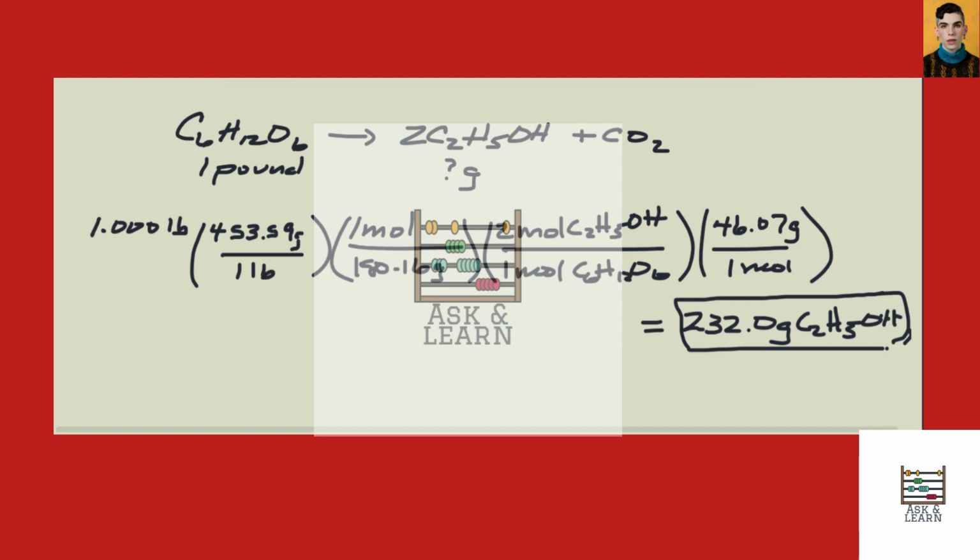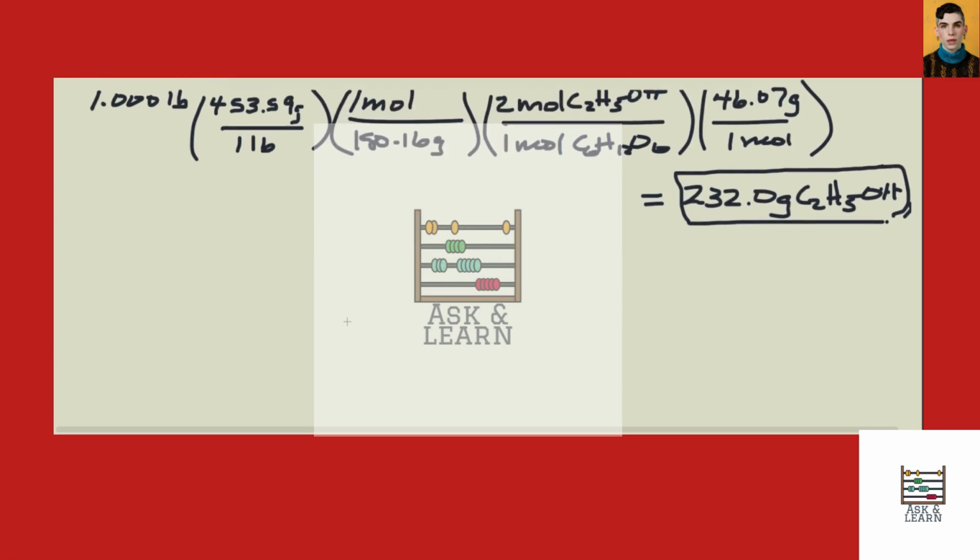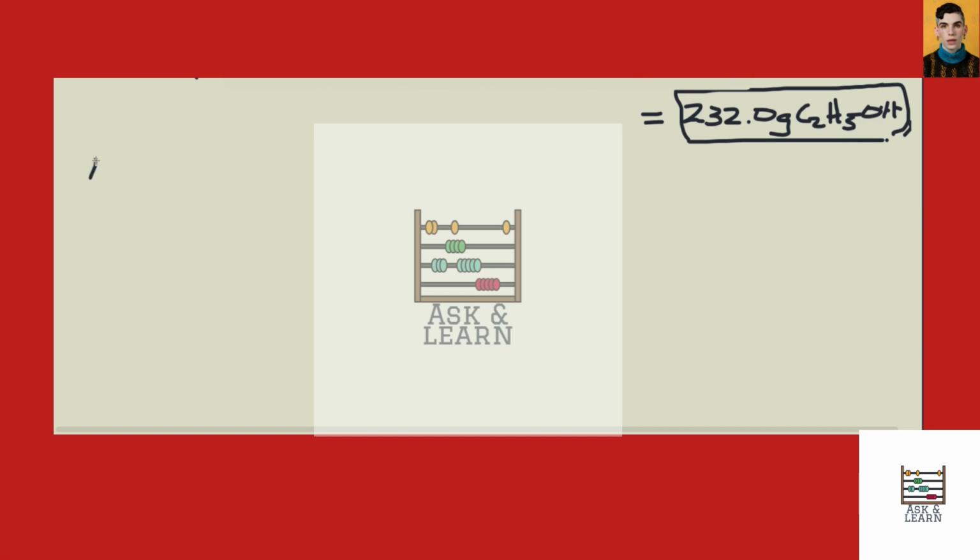And this ethanol can be sometimes mixed in with gasoline as an additive. And so let's try to figure out how much glucose we would need to make a gallon of that mixture. All right, so in our second part, we want to make a gallon. And so we're going to have to do some more dimensional analysis here.